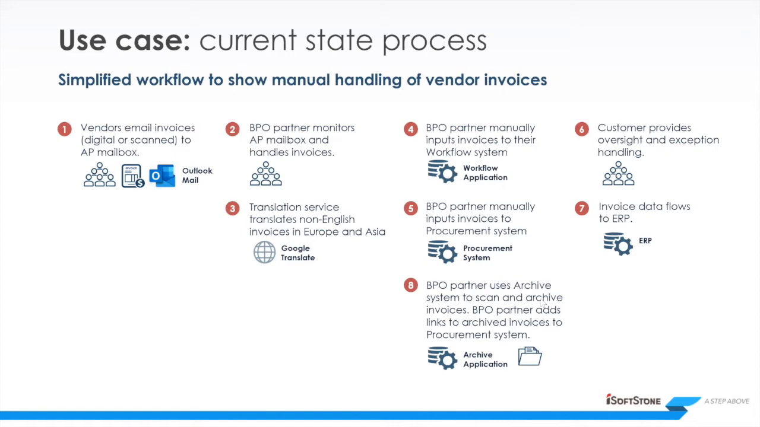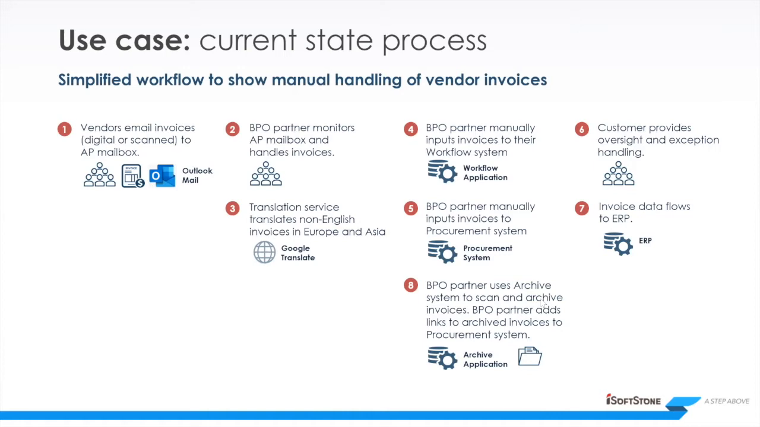This looks like a busy slide, and intentionally so, because that's actually the simplified workflow that shows the manual handling of these vendor invoices. Starting to the left with number one, this customer's vendors email their invoices, which can be either digital or scanned, to an accounts payable mailbox. It's literally an Outlook mailbox that is accessible to the BPO partner. So again, think about 10,000 invoices coming in a month. How many emails per day are sent to this Outlook mailbox?